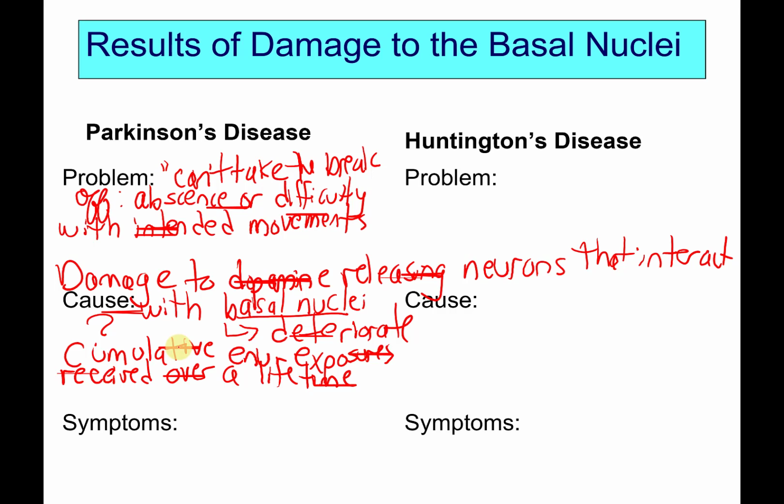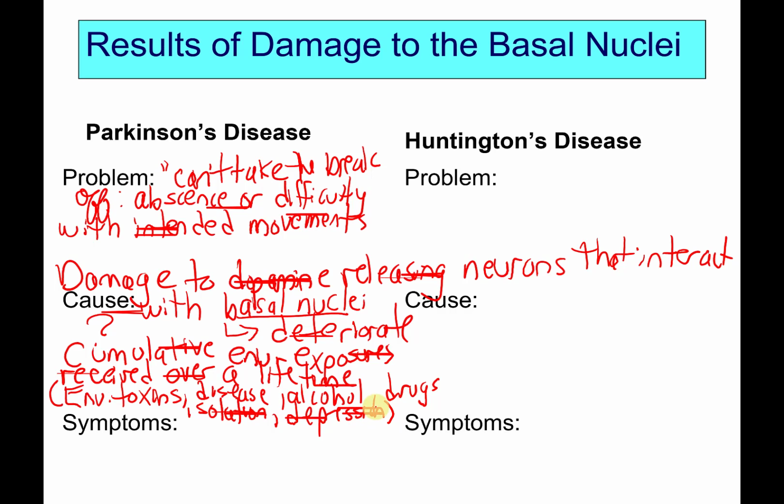Now, what kinds of exposures are we talking about? Well, it could be environmental toxins, but it can also be other things you're exposed to. For example, disease, alcohol, drugs, either pharmaceutical or recreational drugs, even things like isolation. Someone who is isolated and doesn't have a lot of social interaction, depression. We could go on, lack of intellectual stimulation, immobility. All of these things combined seem to cause damage to the dopamine-releasing neurons.